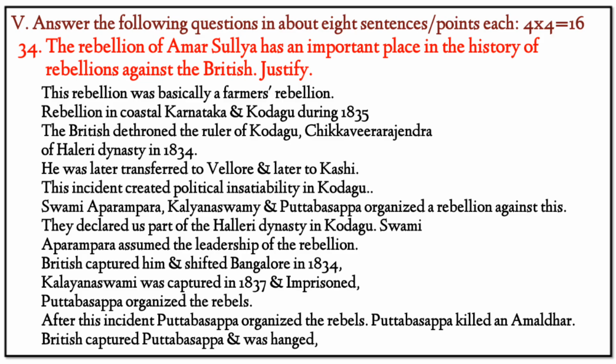Kalyan Swami was captured and imprisoned. After this incident, Puttabasappa organized the rebels. Puttabasappa killed an Amaldar, and the British captured Puttabasappa and he was hanged.